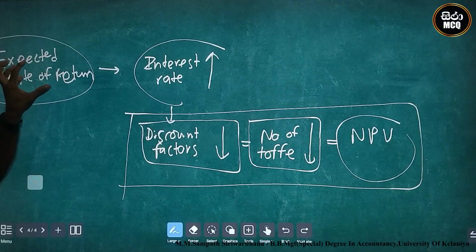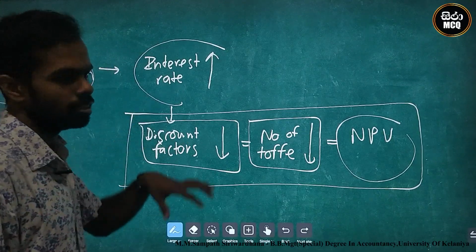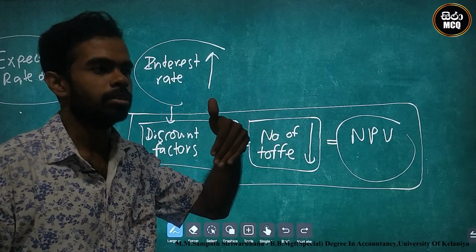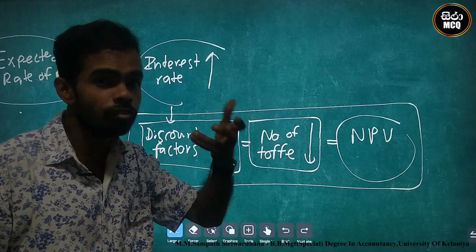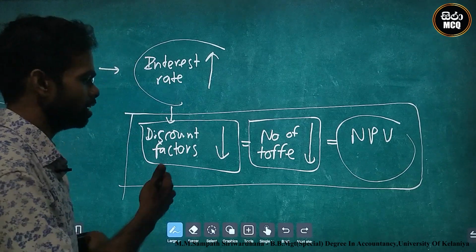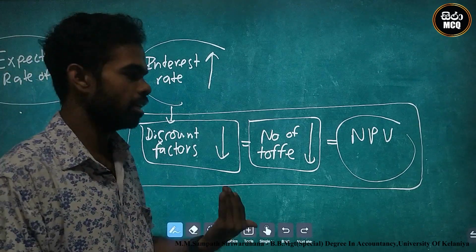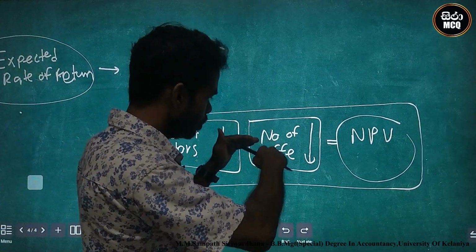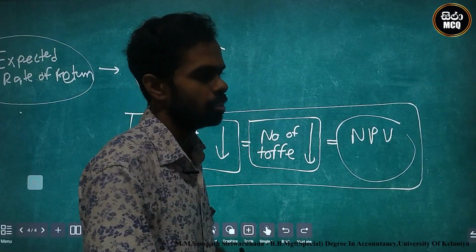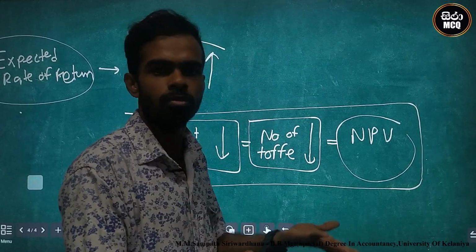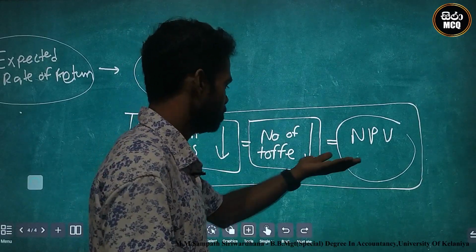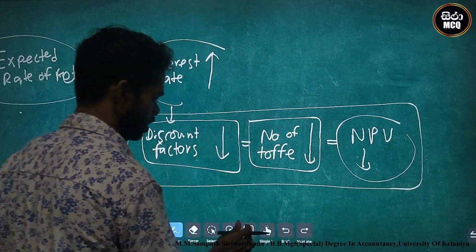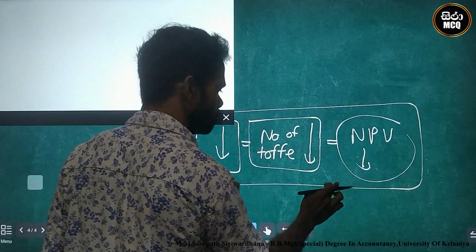Expected rate of return is increasing. Impact to interest rate: interest rate is increasing. There is inflation. Goods and services prices are increasing. Therefore, discount factors are decreasing. Discount factors means number of toffees. Toffees are decreasing. Why? We cannot purchase the number of toffees. Therefore, net present value is the same as toffees. Therefore, NPV was decreasing. Therefore, their statement is wrong.